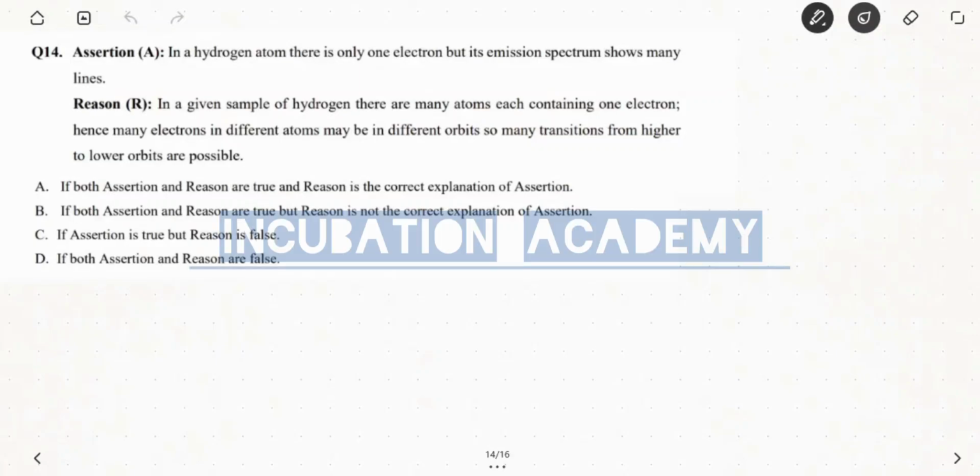Welcome everyone. The question shown on the screen is question number 14 of the CBSE sample paper 2025. It is an assertion-reason based question.